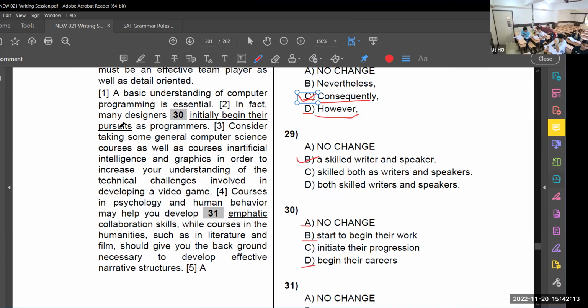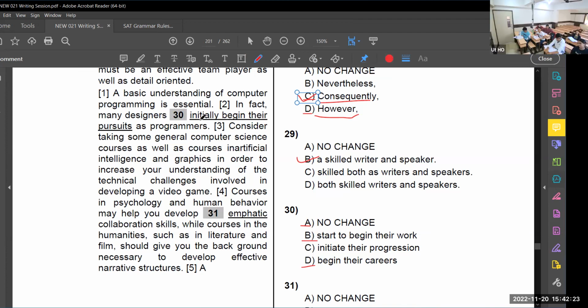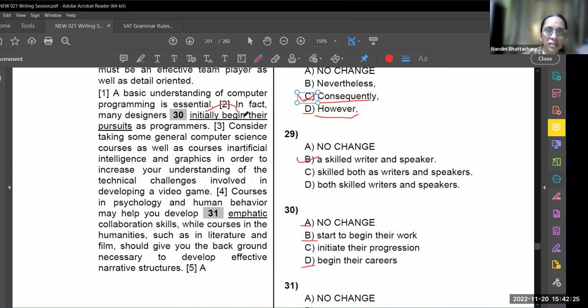It says, in fact, many designers initially begin their pursuits as programmers. Now, what's wrong with this? Initially and begin mean the same thing. Yeah, so it is redundancy. We have to remove redundancy. So we just go with begin their careers.